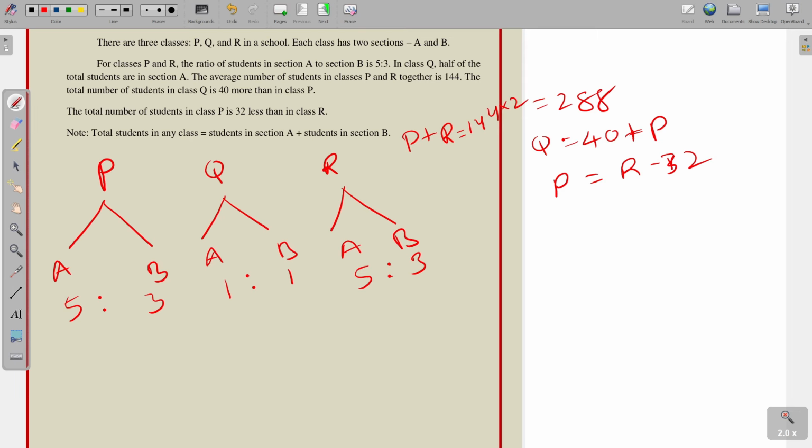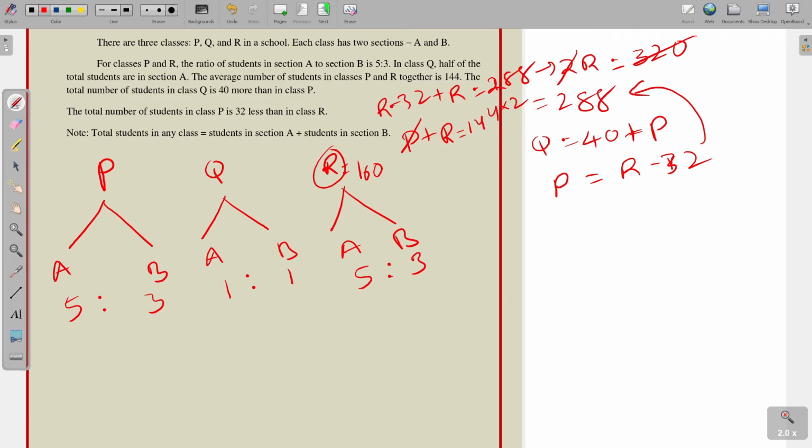Substitute P in this equation, means in place of P, R minus 32 plus R equal to 288. Therefore, from this 2R equal to 288 plus 32, that is 320. Cancellation, R equal to 160. The strength of R is 160. If R is 160, then P equal to R minus 32, that is 128. The value of P is 128.